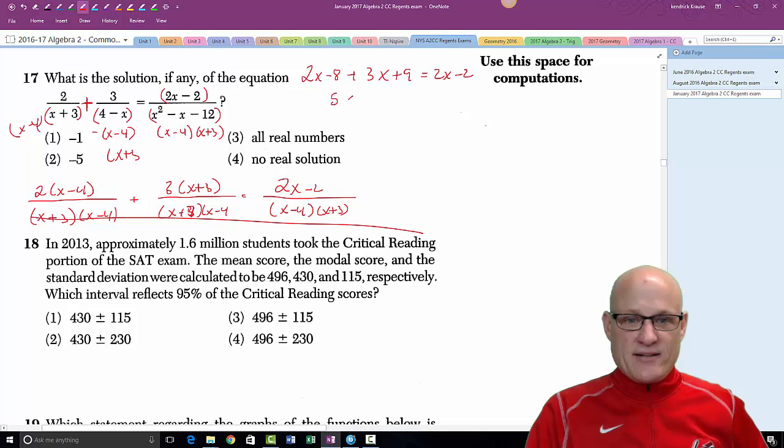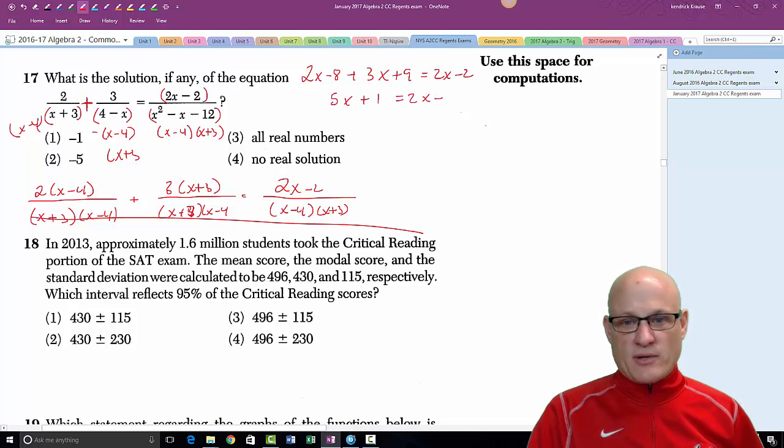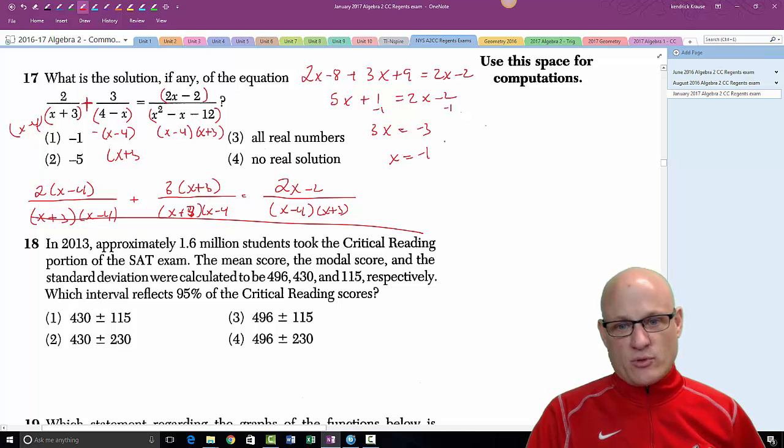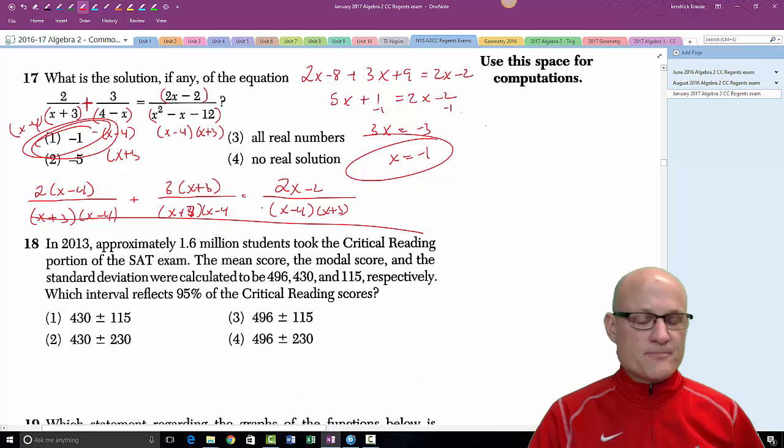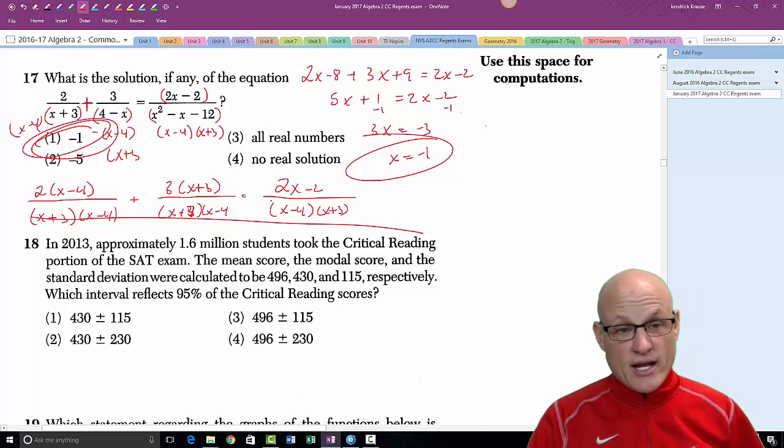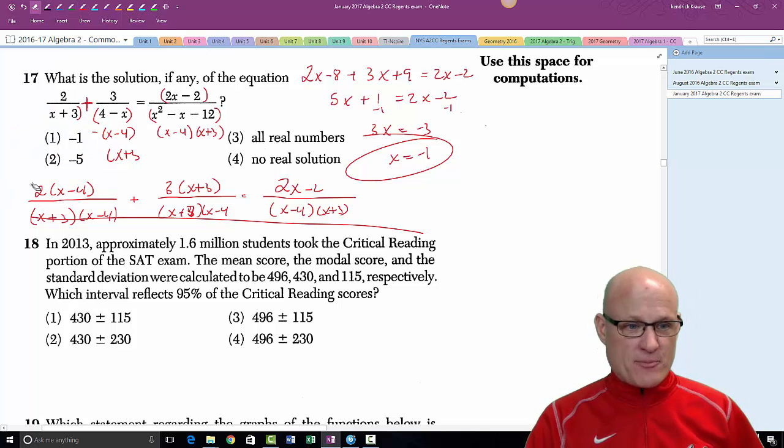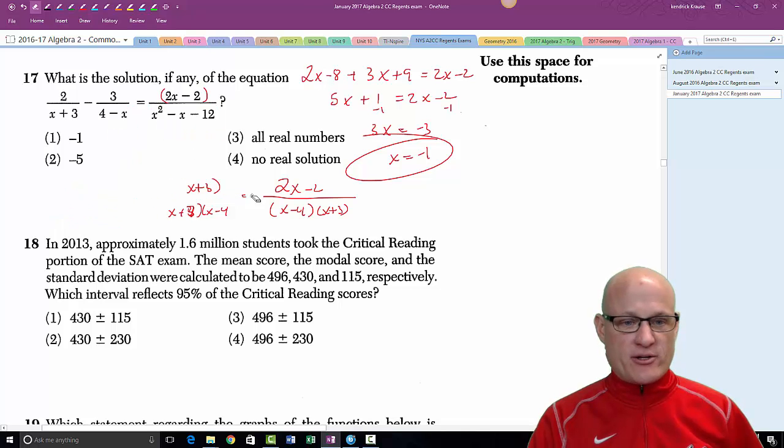Or this is 5x plus 1 equals 2x minus 2. I subtract 2x, I get 3x equals, subtract 1, negative 3, and I get x equals negative 1. Boom. There it is. Now that's the right way to do the problem. If that was a part 2 question or a part 3 question, that's how you had to do the problem.